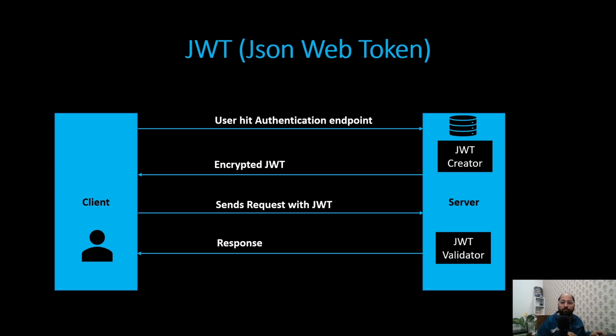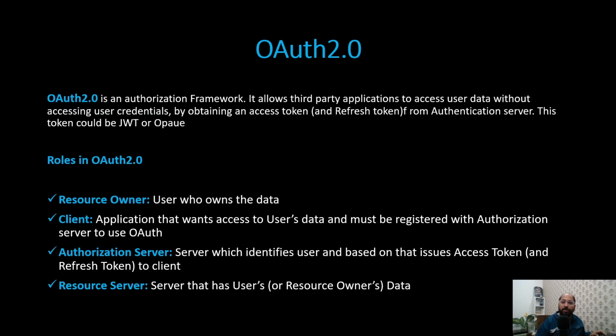So this is what I wanted to cover as part of this lecture. In the next lecture we will try to understand OAuth 2.0, where we generate either a JWT token or an opaque token. JWT along with OAuth 2.0 has become an industry standard, and most organizations are using OAuth 2.0 along with JWT. So this is what I'll be discussing in the next lecture.